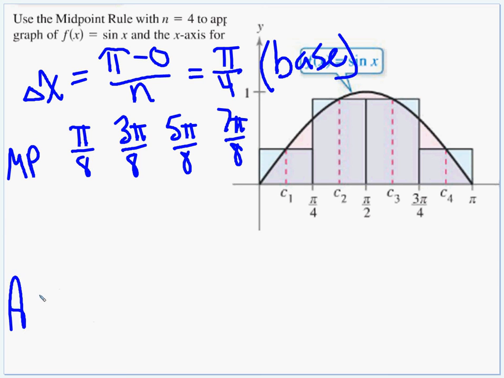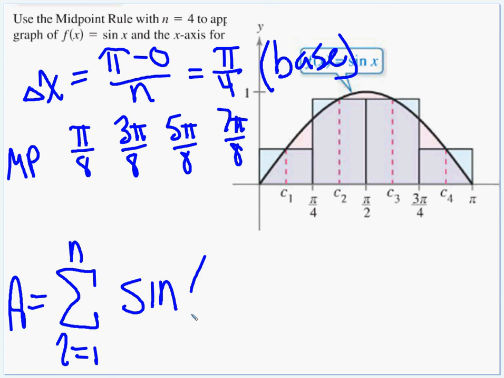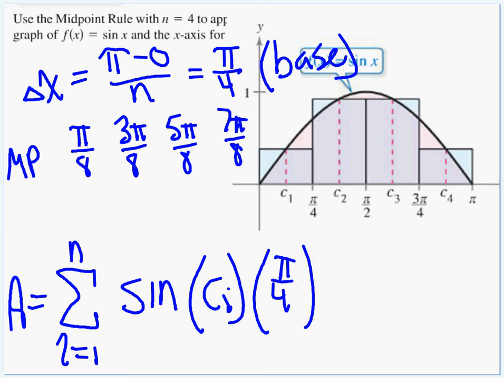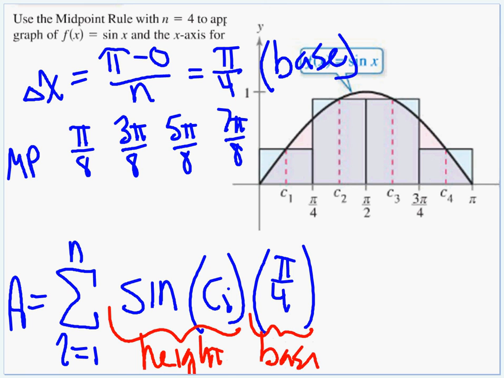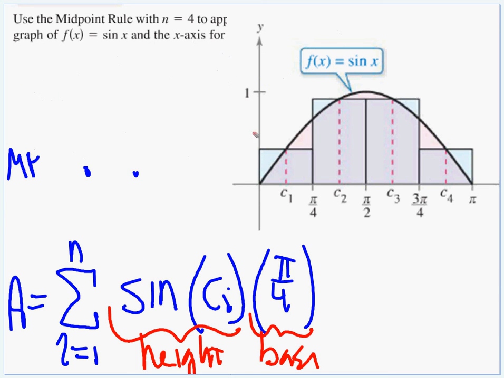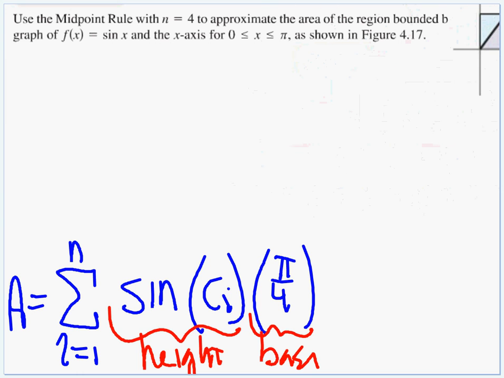Let's go back to our notation. Area equals the summation from i equals 1 to n. And let's just jump right into the function. This is going to be the sine of c sub i, whatever that midpoint is, times pi over 4. Remember, in the big scheme of things, this will give us the height of any rectangle. Pi over 4 is the base of any rectangle. So here's how I like to approach these now. We've got 4 rectangles.